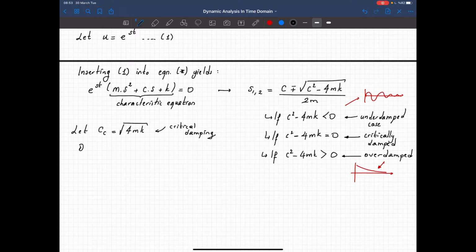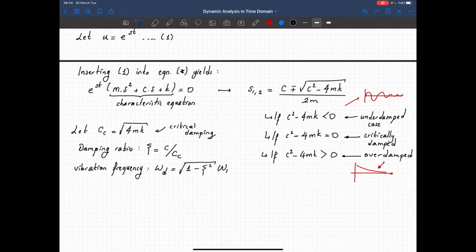Now we define the damping ratio as follows: xi equals c over Cc, and the damped vibration frequency omega d is equal to square root of 1 minus xi squared multiplied by the natural frequency of the system.